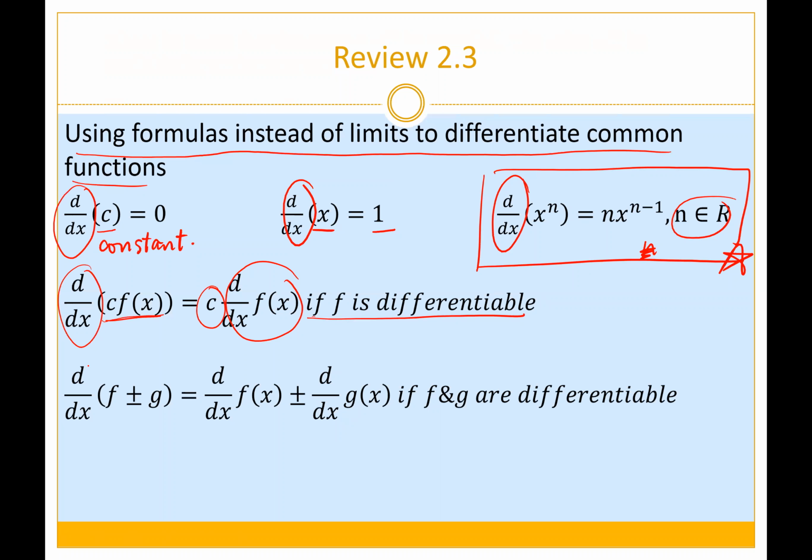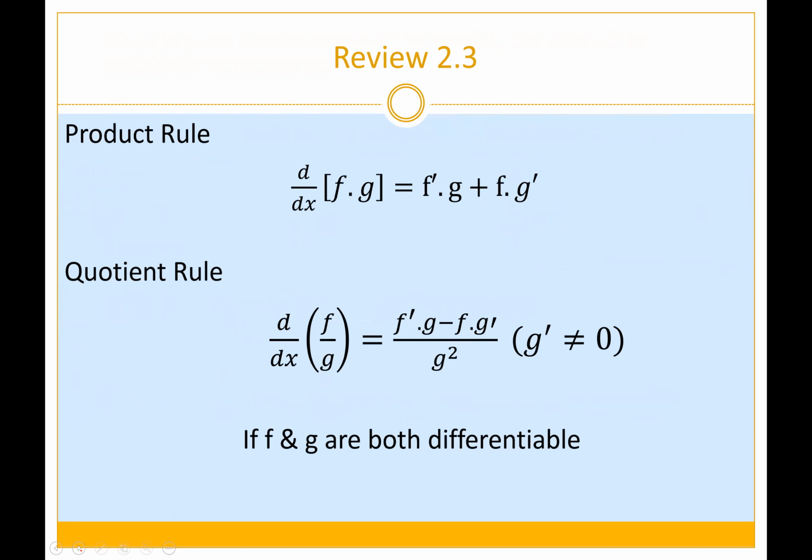And the same thing if we have a sum or a difference of two functions and we want to take the derivative of that, it is going to be equal to the sum or the difference of the two derivatives. So we take them separately, if both of them are differentiable. Again, that's a very important condition. And how do we know if they're differentiable? That will come back to what we went through last week. And so we also have the product rule and quotient rule.